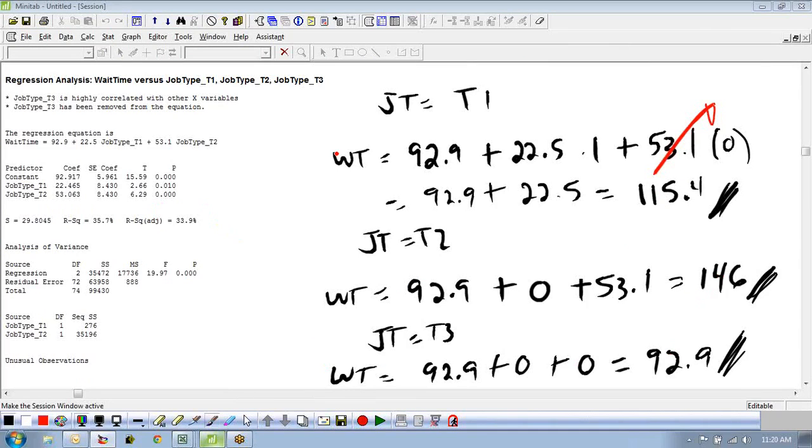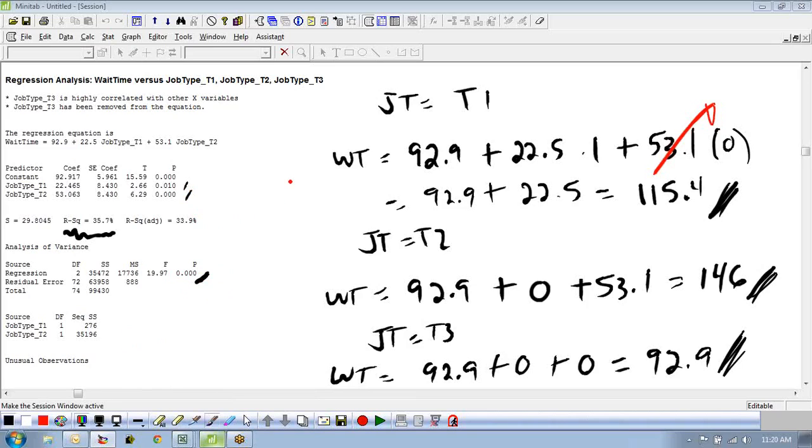That's it. Now, the other thing that we can get here, of course, is our R squared. So we know that just the type of job accounts for 35% of the variation in wait time and that it's significant. See, these are significant. We could have done this by doing an ANOVA test or anything like that. Here's another way to tell whether it's a significant factor.